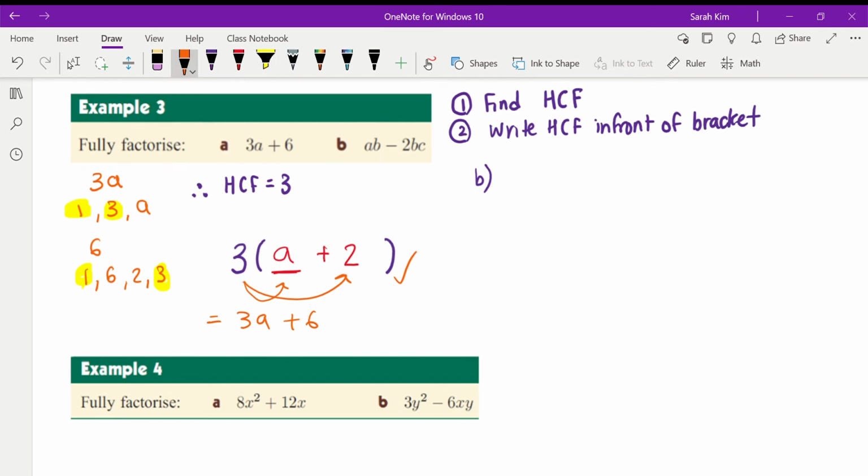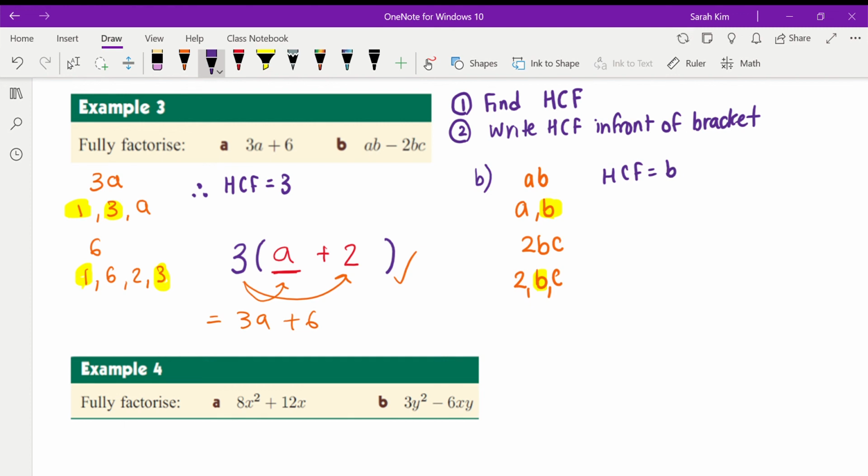Right, let's find the highest common factor. I've got AB, so that'll be A and B. If I times them together, I get AB. Next one, I get 2BC. That'll be 2 times B times C. Right, what are my common factors? Well, I can see a B. So there's only one common factor, so that must be the highest common factor. So step 1 is done.